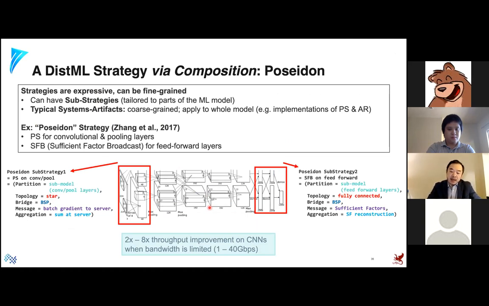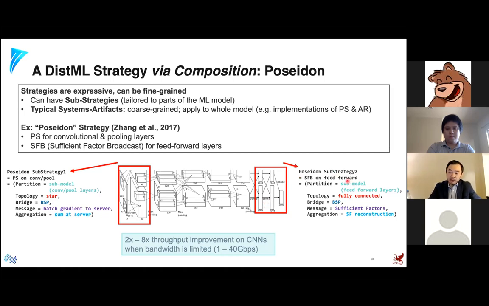For example, when implementing the learning algorithm of a deep neural network, a CNN, this paper reports that you can use a combination of two strategies. At the bottom of the neural network, where you need to learn the parameters of the convolution layer, the parameters in the convolution layer are usually sparse because they are redundant in some of the model weights. Therefore, it is a lightweight update matrix which can be best served from a parameter server topology or strategy.